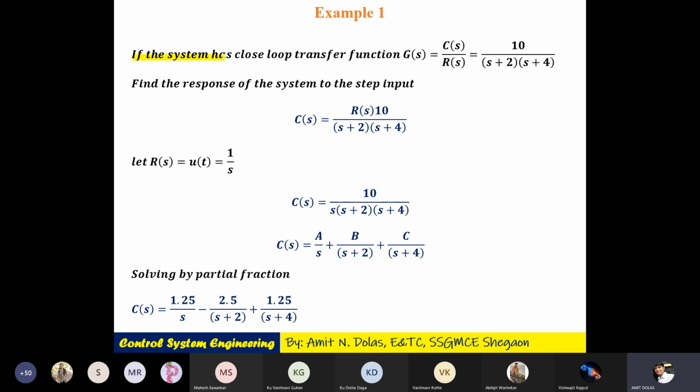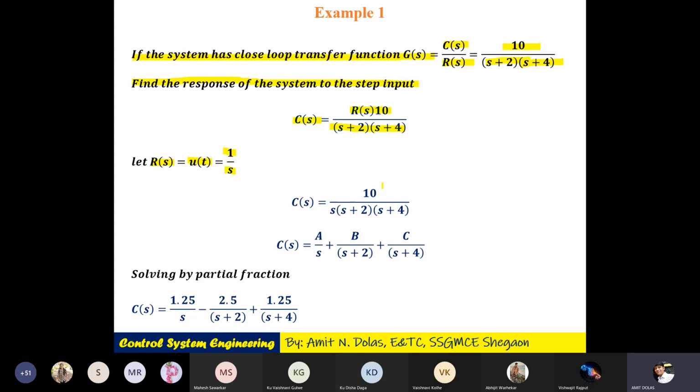Example: if the system has closed loop transfer function C of S upon R of S equal to 10 upon (S plus 2) into (S plus 4), find out the response of the system to the step input. Now the response is C of S equals R of S into 10 divided by (S plus 2) into (S plus 4). What is step input? Step input means r of t equals u of t, so R of S will be 1 by S. So in place of R of S we will write 1 by S. Step input, not impulse. Impulse will be 1, step will be 1 by S.